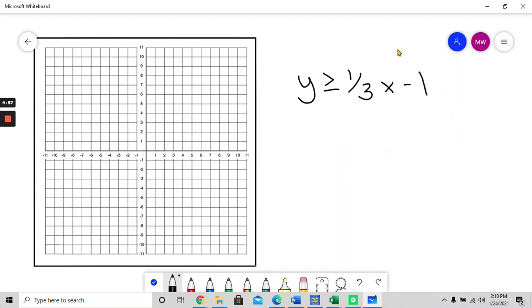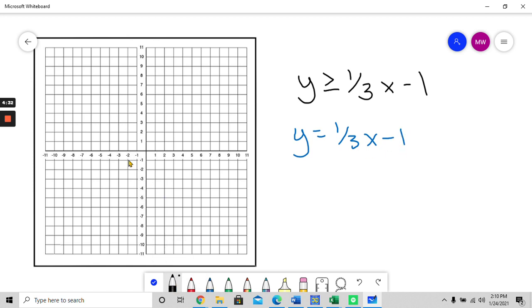y is greater than or equal to 1/3 x minus 1. So we're going to graph this the same way we would graph a linear equation. This is a linear inequality because you have that greater than or equal to symbol, which means that the value can be equal to this or it has to be larger. We're going to graph this in the same way we would say y equals 1/3 x minus 1.